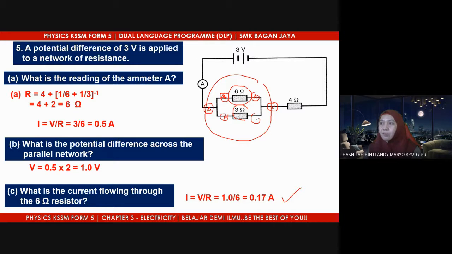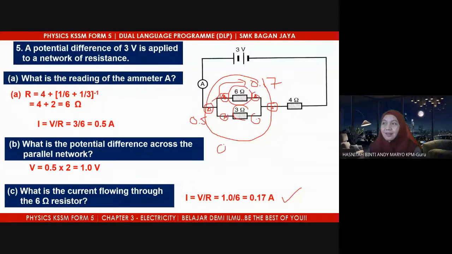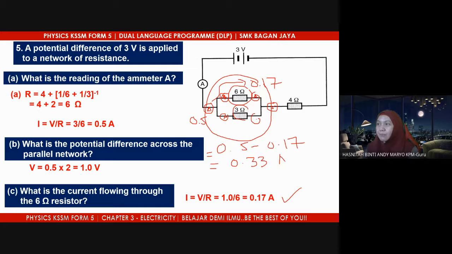So from 0.5, we understand 0.17 will go to the top branch, 0.17. So can you find now the current flow in the lower branch? How to find? 0.33. So you tolak saja lah, 0.5 minus 0.17. If you don't want to use this formula, you can simply subtract. Berapa ni? 0.5 tolak 0.17, 0.33. Okay, 0.33 ampere.